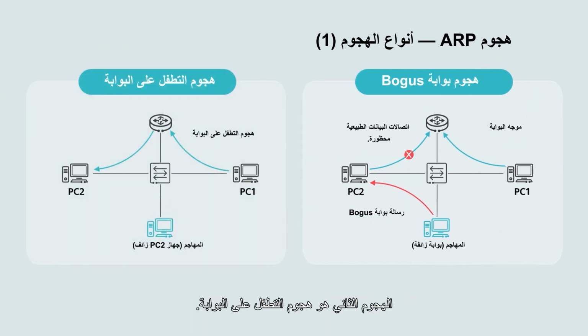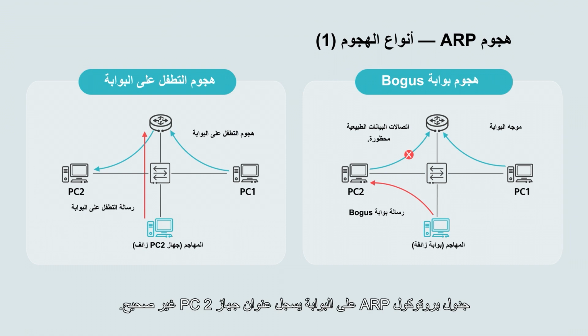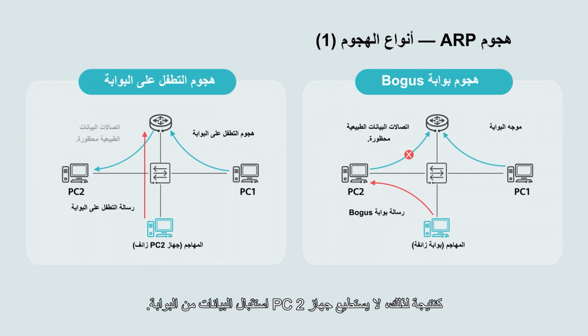The second attack is a gateway spoofing attack. For example, if an attacker forges a PC2 address to send an ARP message to the gateway, the ARP table on the gateway records an incorrect PC2 address. As a result, PC2 cannot receive data from the gateway.